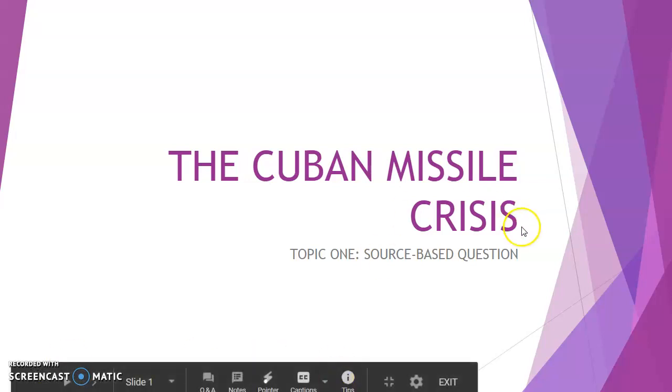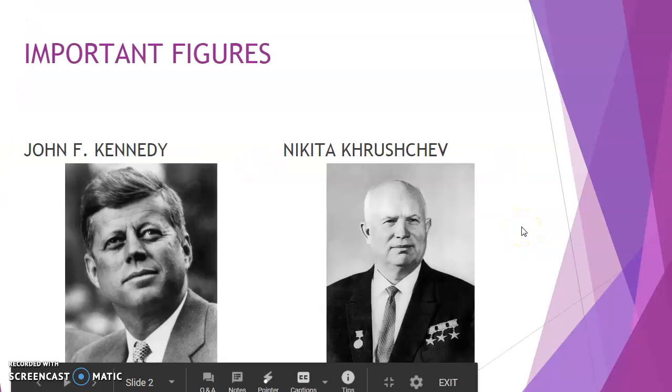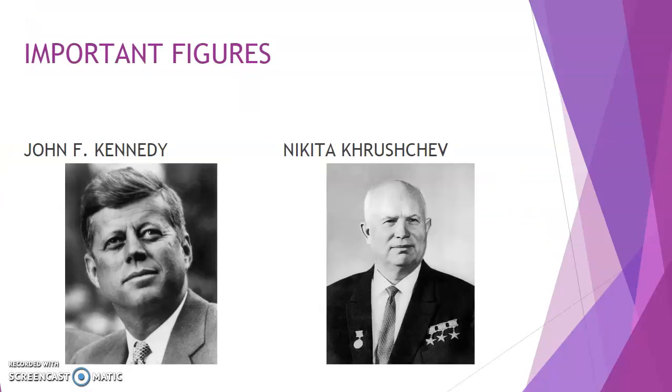Right, so some important figures that you will have to be aware of and know for this unit. The first is President John F. Kennedy. He was the President of the United States of America at the time of the Cuban Missile Crisis. You will also remember him from the Civil Rights Movement. The next one is Nikita Khrushchev. He was the leader of the Soviet Union at the time of the Cuban Missile Crisis. He took over from Stalin.